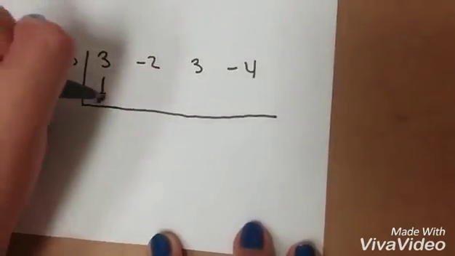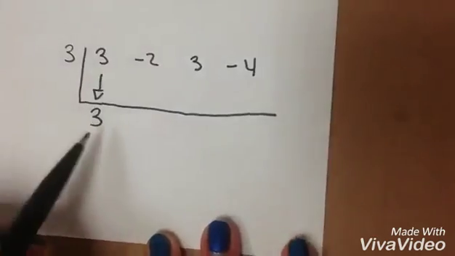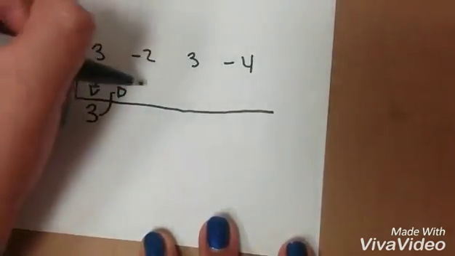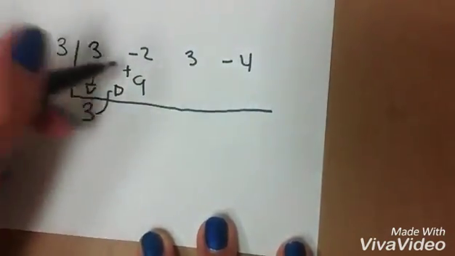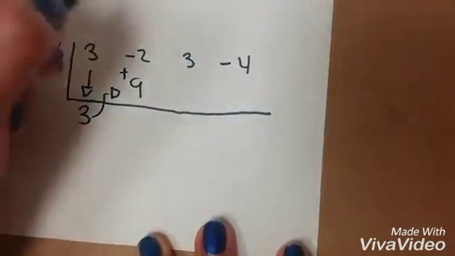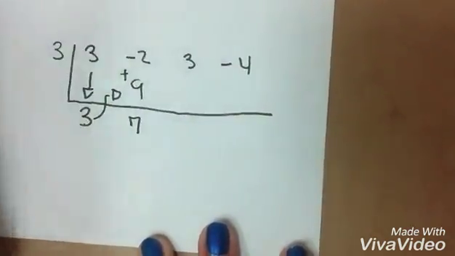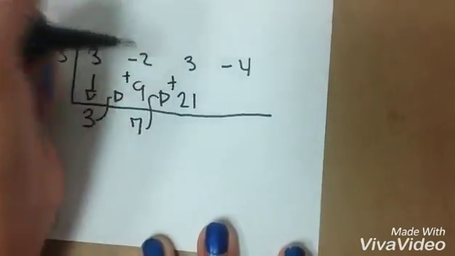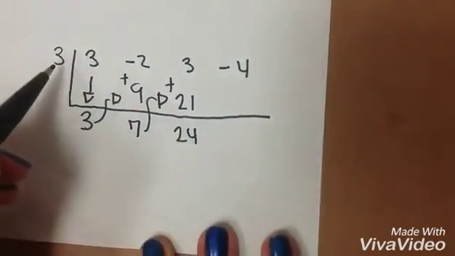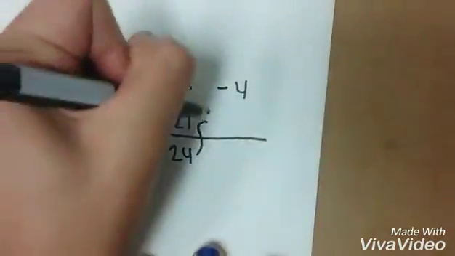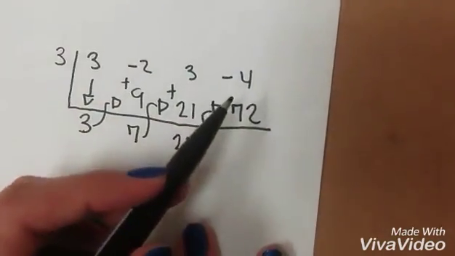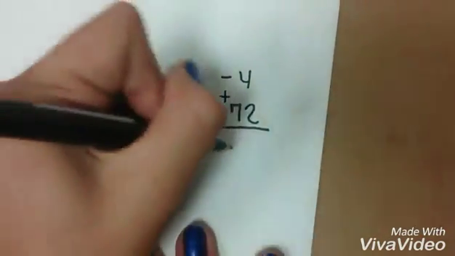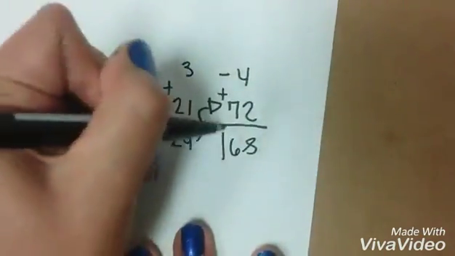You're going to bring the 3 down and you're going to multiply it with the number on the left. 3 times 3 equals 9. You're going to bring up the 9 to the next column and you're going to add that column. Negative 2 plus 9 will give you a 7, and you're going to repeat the steps. 7 times 3 will give you 21, and you carry the 21 to the next column. 3 plus 21 will give you a 24. 24 times 3 will give you a 72, and you're just going to carry it to the next column. Negative 4. So you're just going to add the column. Negative 4 plus 72 will give you a 68, and this is your remainder.